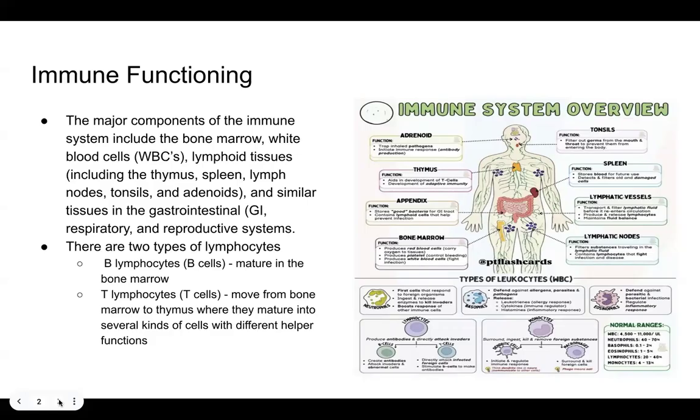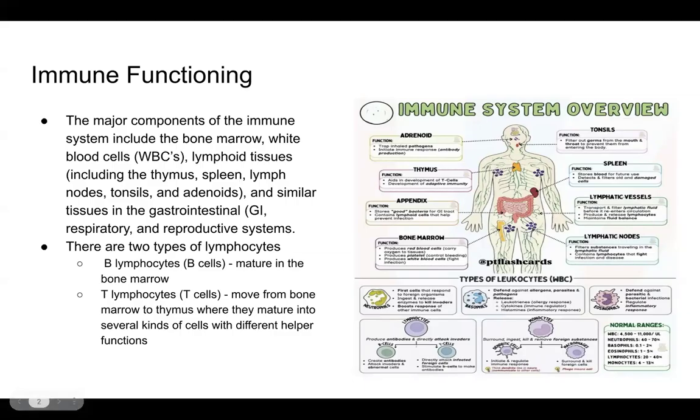When we're talking about the immune system, we are talking about lymphocytes primarily. There are B lymphocytes, known as B cells. These are found in mature bone marrow, and there are T lymphocytes called T cells. These move from bone marrow to the thymus, where they mature into several kinds of cells with different helper functions. Lymphocytes are white blood cells that are super important to the immune system and are responsible for fighting infections, viruses, and cancer throughout the body.